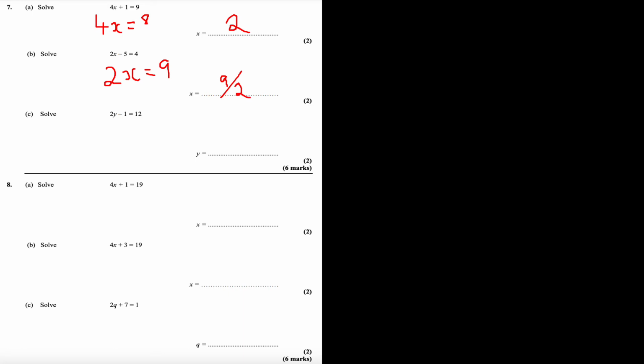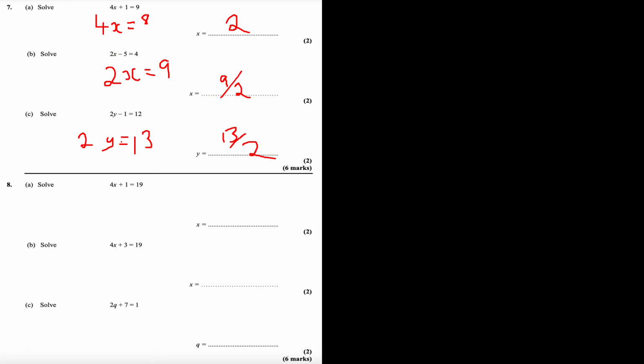Okay, part C, solve 2y subtract 1 is equal to 12. Add 1 to both sides, so 2y is equal to 13. Divide both sides by 2, y is equal to 13 halves, or 13 over 2, or 6 and a half, or 6.5.